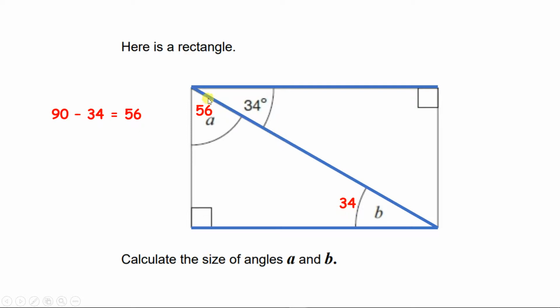Now, if you didn't spot the Z angle, you could still work it out if you remember that angles in a triangle add up to 180. So we've got a right angle, so we've got 90, we've got 56, so we've got 146 altogether. So to get to 180, we need 34 more, and that tells us the size of the missing angle in the triangle.